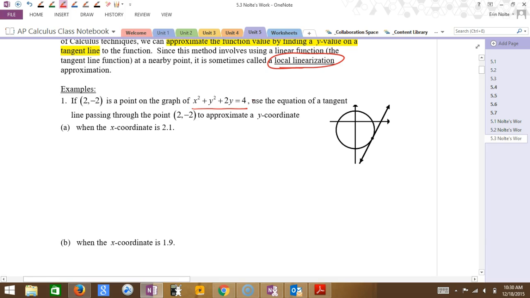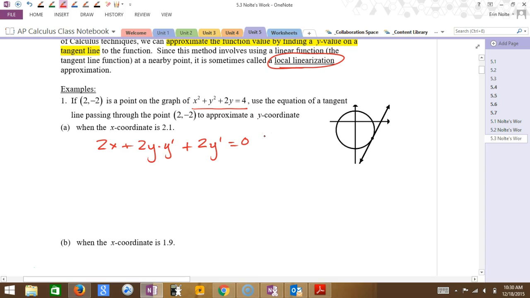Implicit, because we've got two variables. So what's the derivative of x squared? 2x, good. And then plus the derivative of y squared: 2y times y derivative, good. And then the derivative of 2y: 2 times the y derivative, good. And then that is equal to 0.